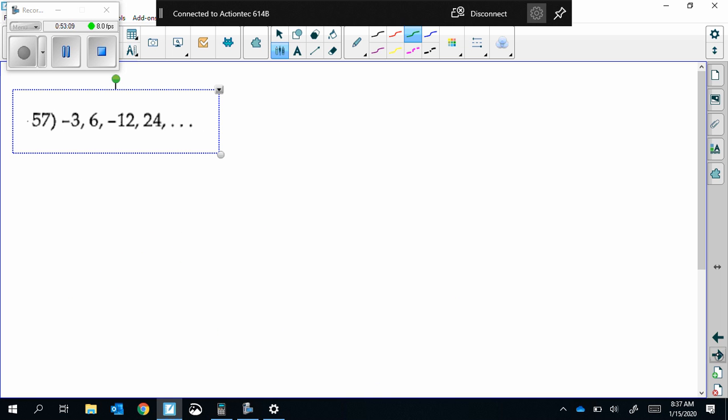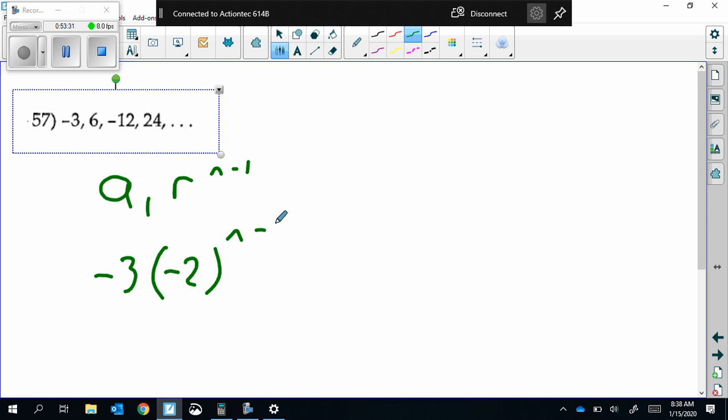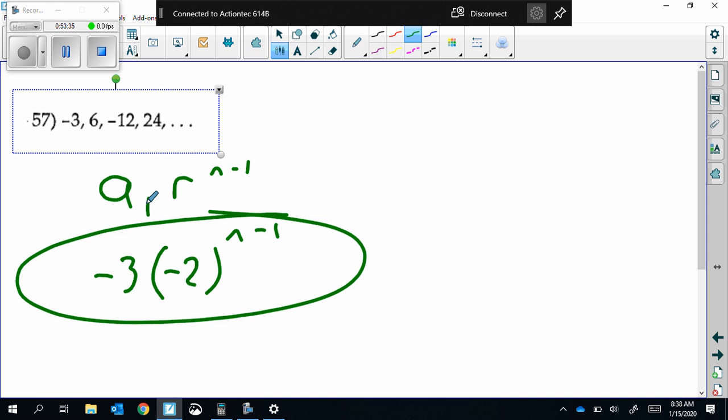Same question. Again, that formula is A1 times R to the n minus 1. To get from negative 3 to positive 6, negative 3 is A1. But to get from negative 3 to positive 6, that means we had to multiply by negative 2. And if you check that, that works each step of the way. So there's your equation, there's your expression. The rule. You can put the AN in front.